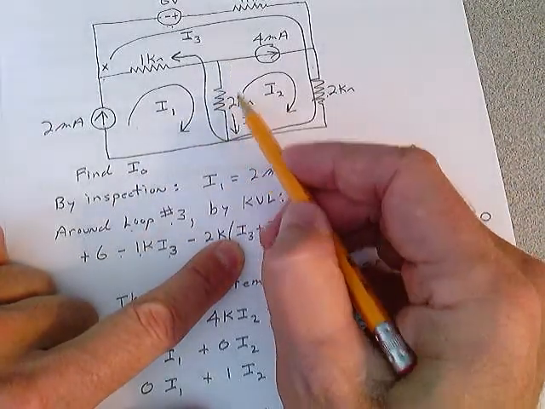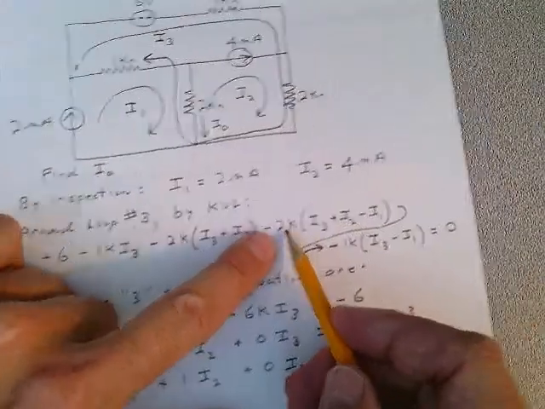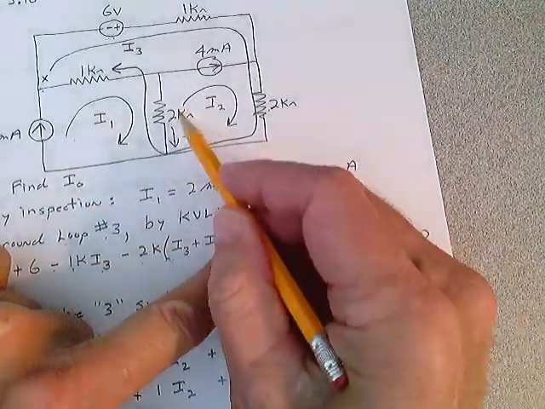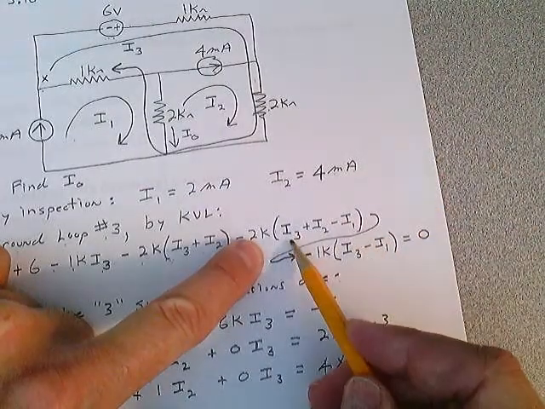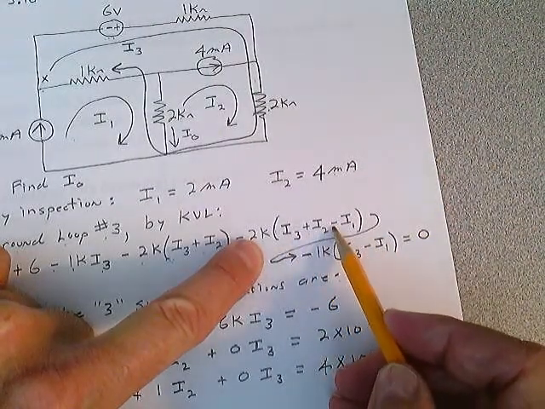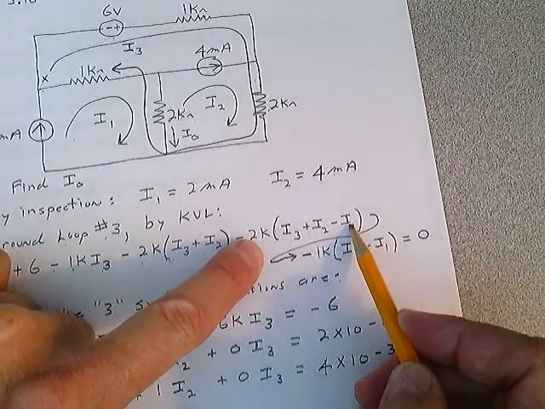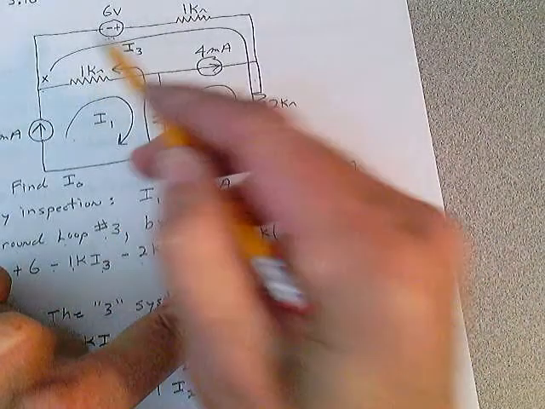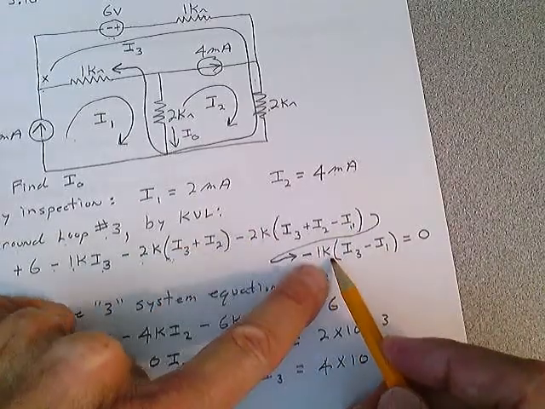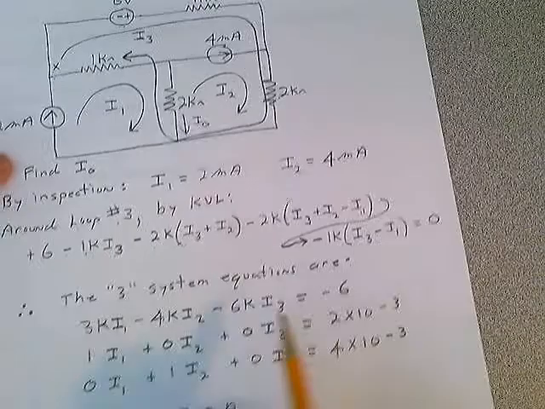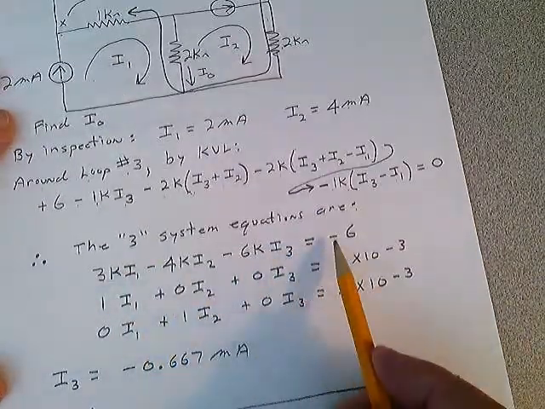Then you come up through this one, minus 2K, and then you stop and think. And you really do have to think. What currents go through that resistor? I3 plus I2 minus I1. Yep. Then you do this, minus 1K. And what currents go through there? I3 minus I1 equals 0. You clean it up, you get that system equation.